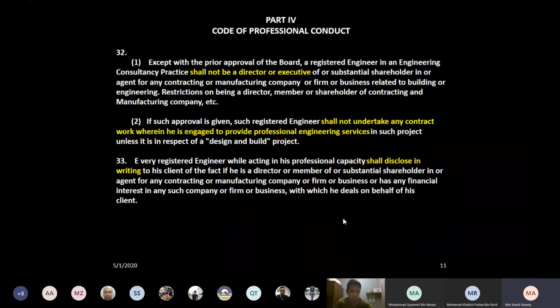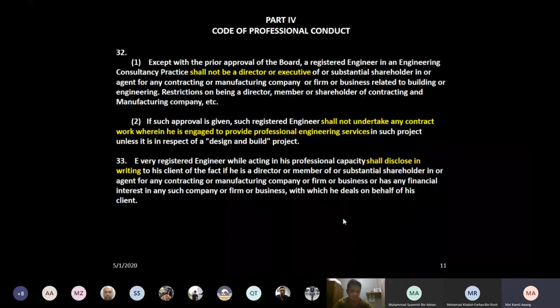Right? 32.2, if such approval is given, such registered engineer shall not undertake any contract work wherein he is engaged to provide professional engineering services in such project unless it is in respect to design and build. So only in a design and build project can he be the consultant or the designer and also the manufacturer. Okay? Only in a design and build project.